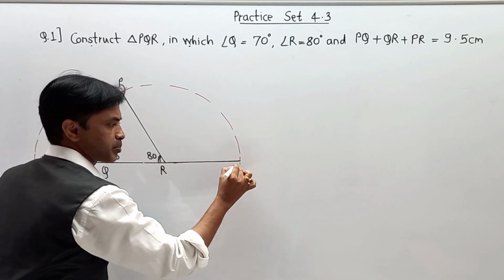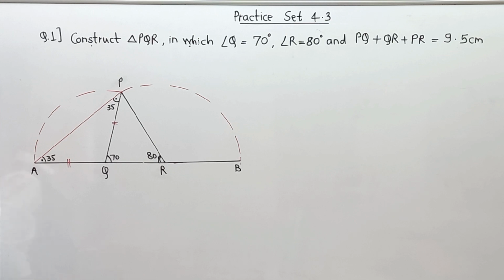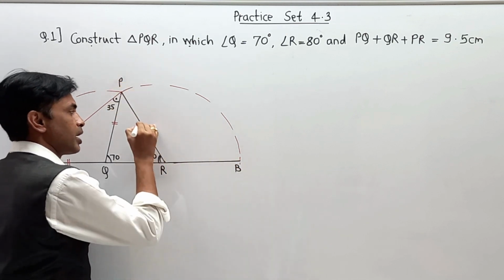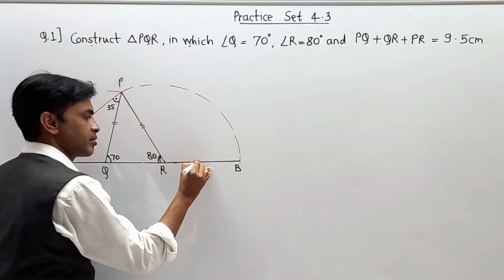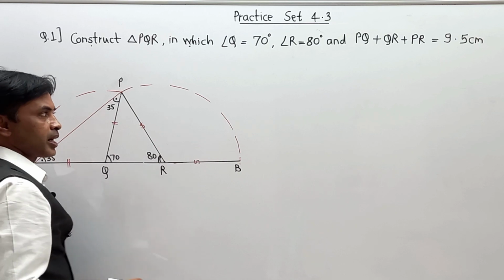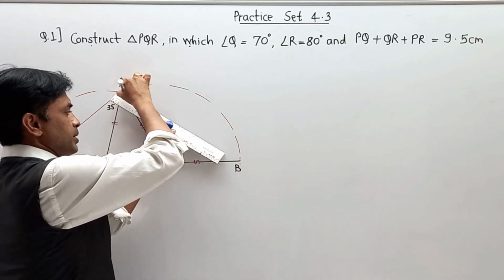Now I am going to call this point as point B over here. Now remember it very carefully. Again, this RP is equal to RB, means these two segments are equal in length. Just I have to convert it into horizontal line. After that, I am going to complete this part over here. I am joining P with B.